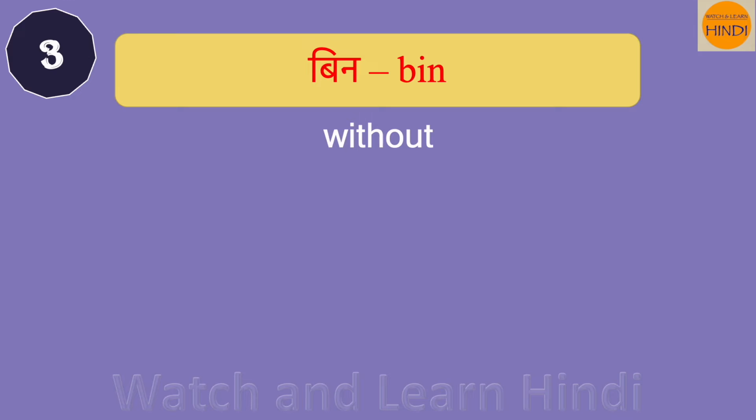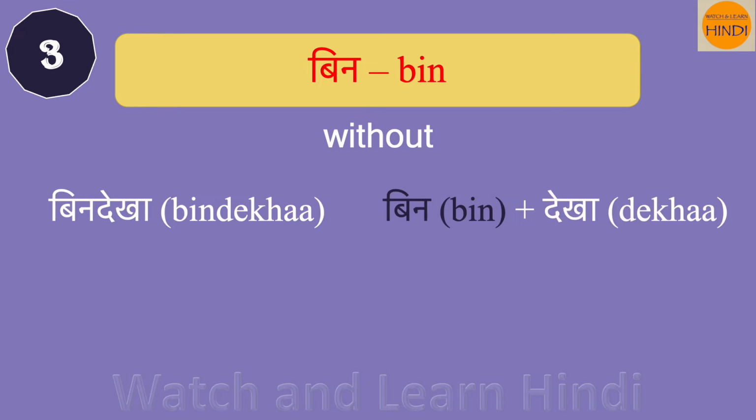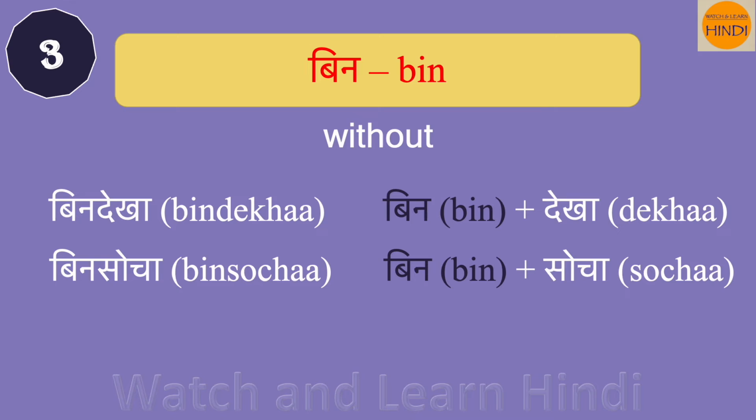And here are some examples of how bin changes the meaning of a word. Bin dekha is bin plus dekha. Dekha is seen or watched, so bin dekha is unseen or unwatched. Similarly, bin socha is bin plus socha. Socha is thought or thought about. Bin socha is without thought or without thinking.